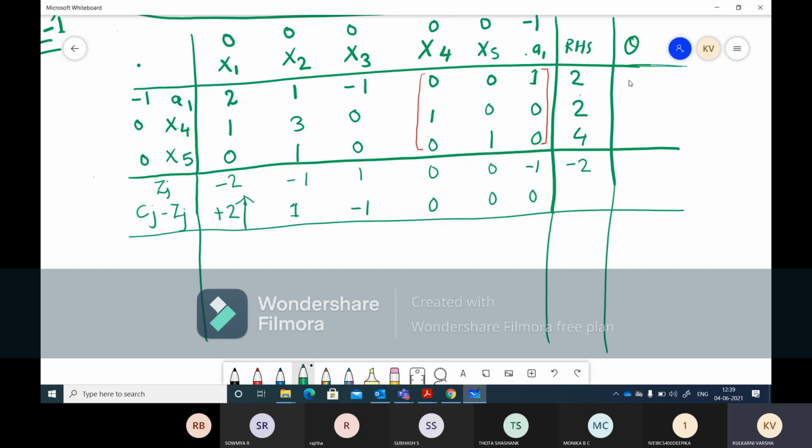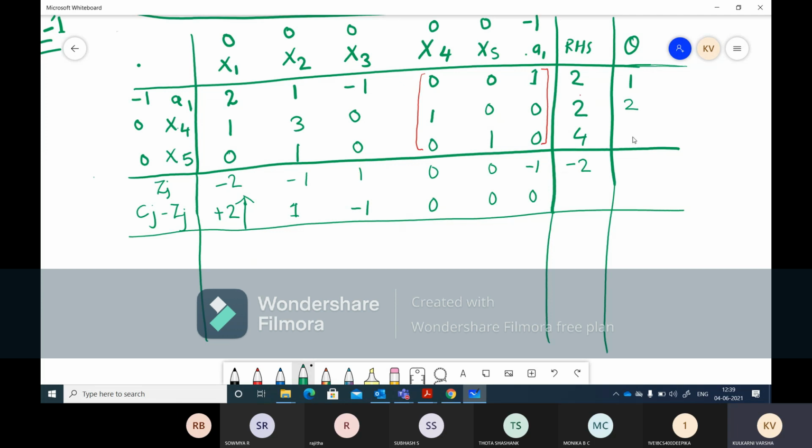Right? How will we calculate the theta? RHS divided by the corresponding element of the entering variable. This is the entering variable. So x1 is the entering variable. So the corresponding element of the entering variable. That means 2 divided by 2, this 2 divided by 1, and this 4 divided by 0. Right? So 2 divided by 2 is 1. 2 divided by 1 is 2. And 4 divided by 0 will be infinity.